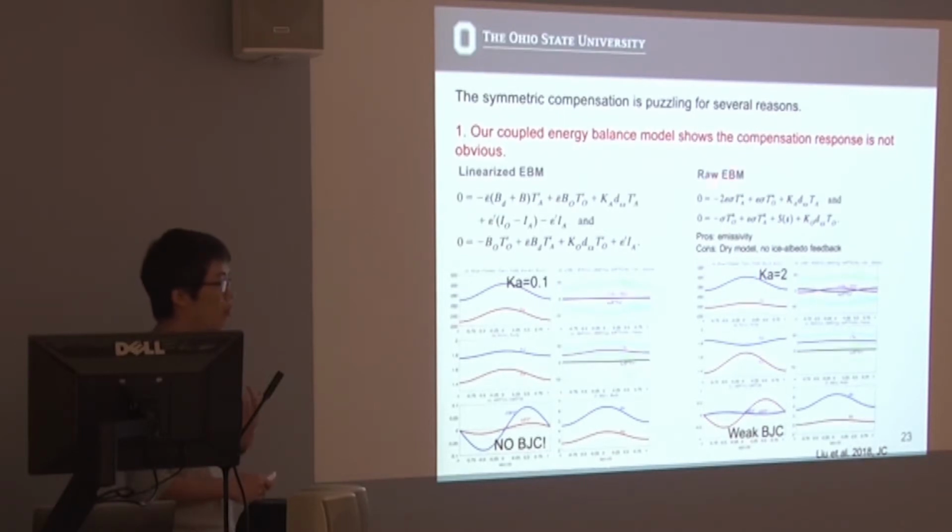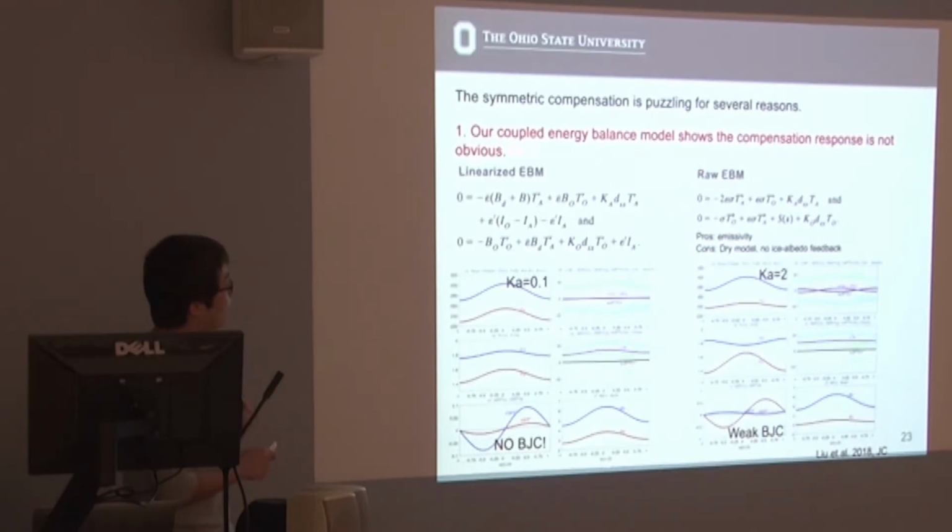energy balance model, it is not easy to produce a compensation response. To adapt our model to study the global warming case, we include emissivity in our model, and so we just need to perturb the emissivity. Then we can mimic global warming. But the point is that our model is a dry model. There is no moisture there. Another is there is no ice albedo feedback. This positive feedback is very important to produce the polar amplification under global warming.